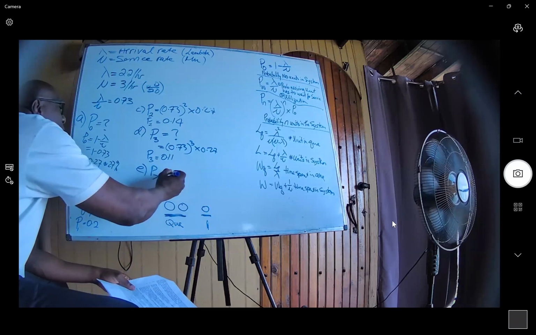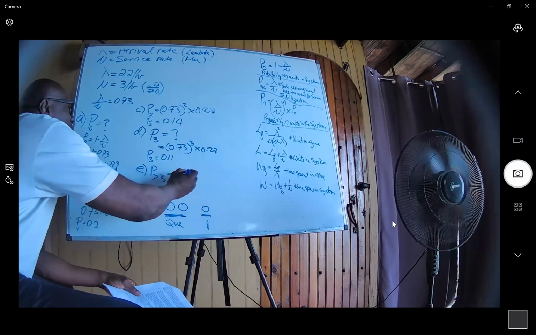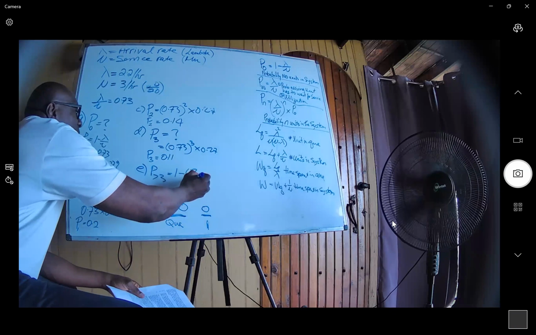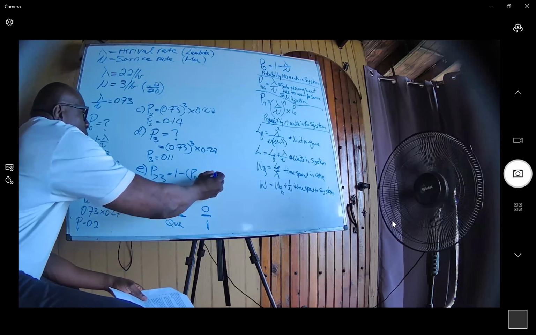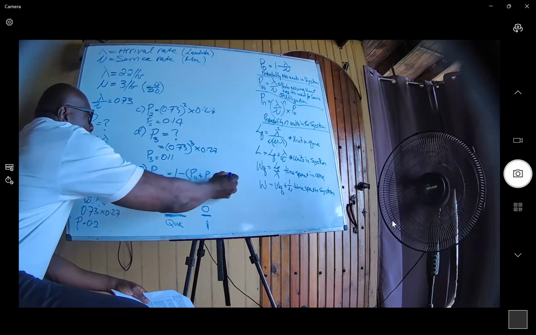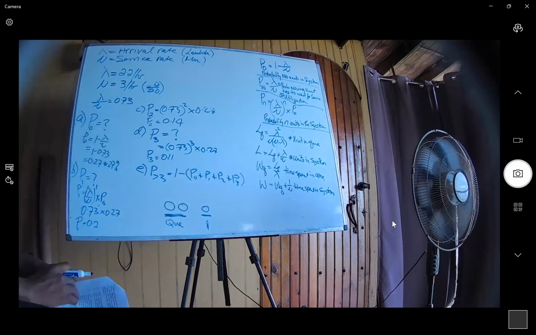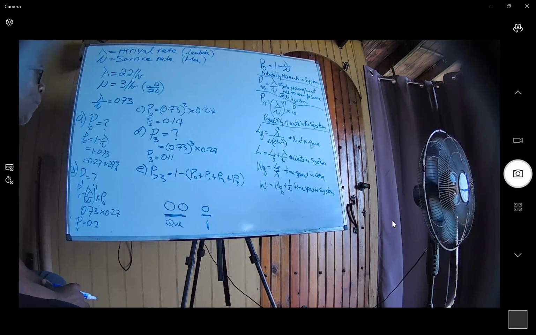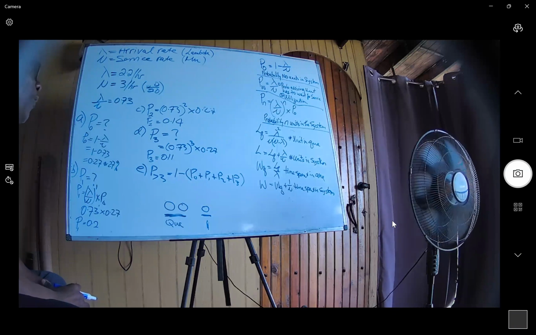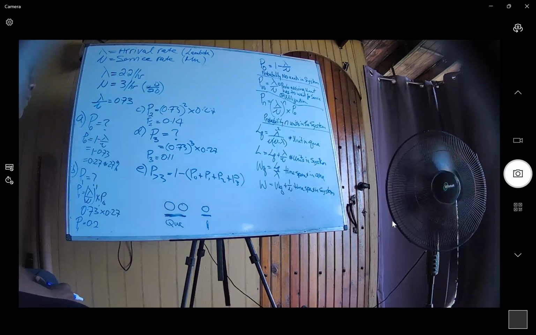So greater than P3 is equal to 1 minus the bracket P0 plus P1 plus P2 plus P3, all of which you found already. See it? Okay.